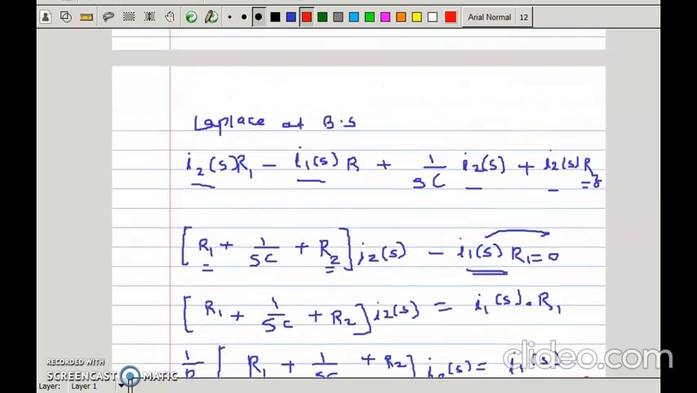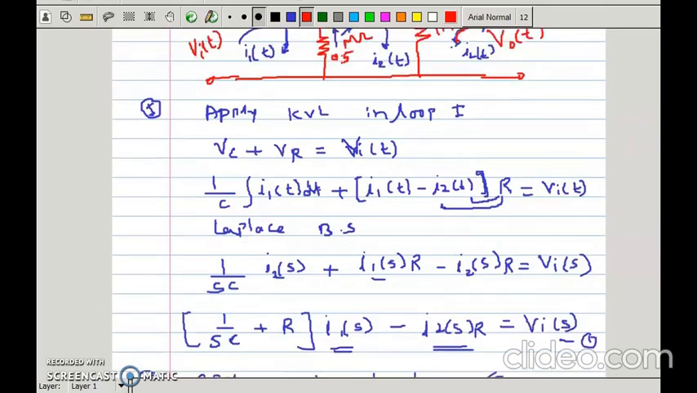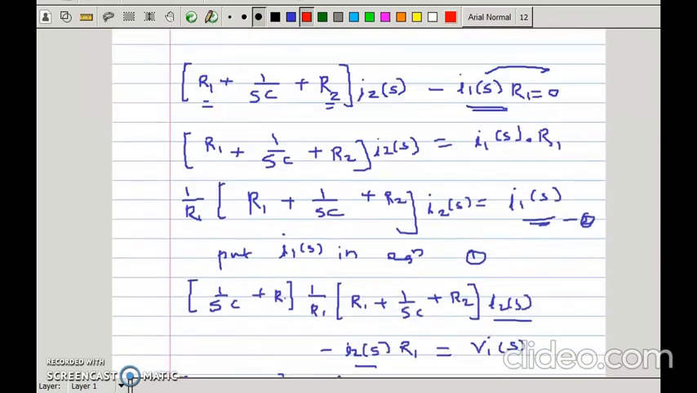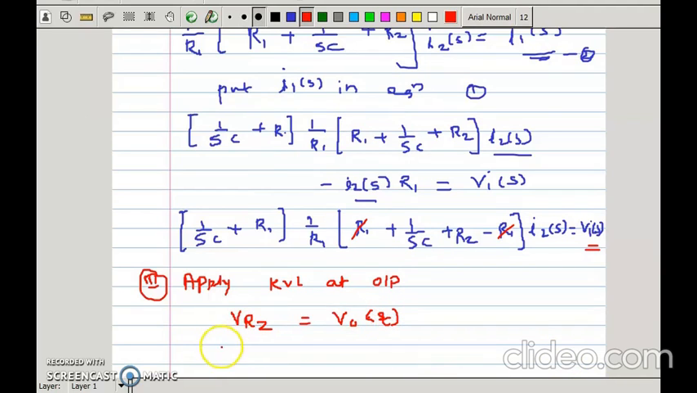Now apply KVL at the output side. When we apply KVL at this output loop, only one component is there, and the current value is I2. Third step, apply KVL at the output. There is only one component, that is R2, with I2 of S. The voltage drop across the resistance equals Vo of t. The voltage drop across R2 is I2 times R2, equal to Vo of t.